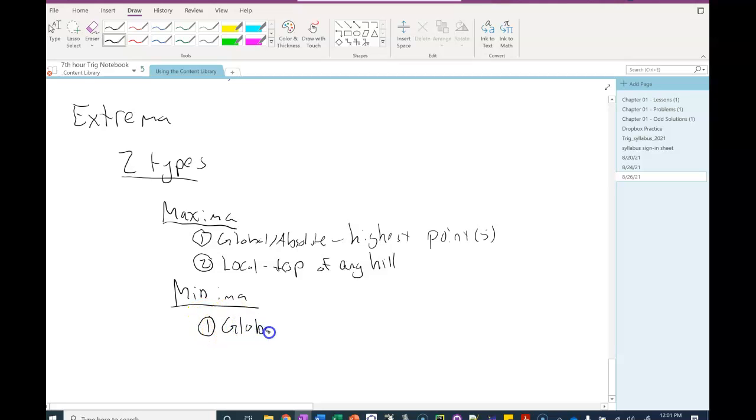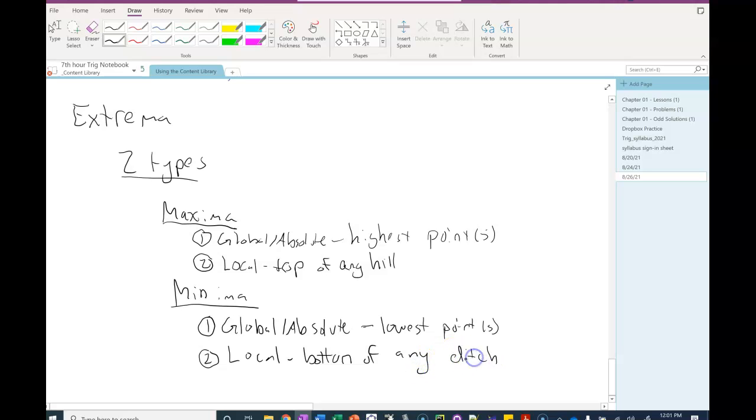Minima, again, two types, the same two types. There's global or absolute. You can use those two terms interchangeably. And then locals. I'll call it a ditch. And then there's a local minimum, which is like the bottom of any ditch.